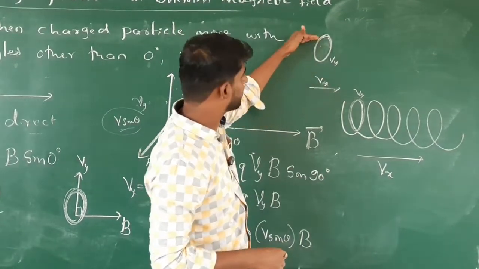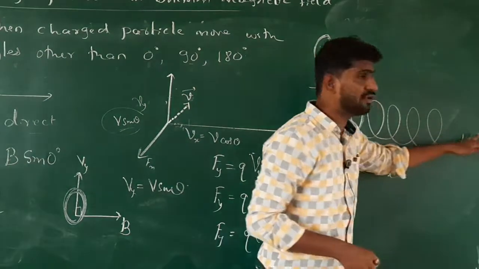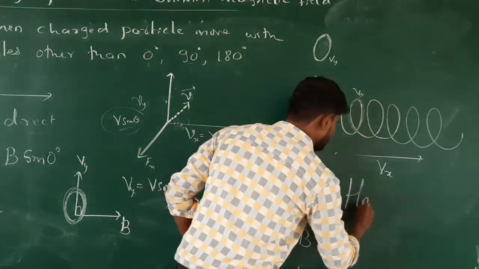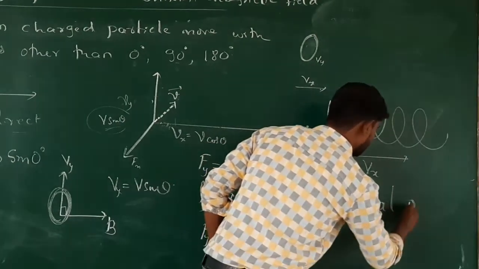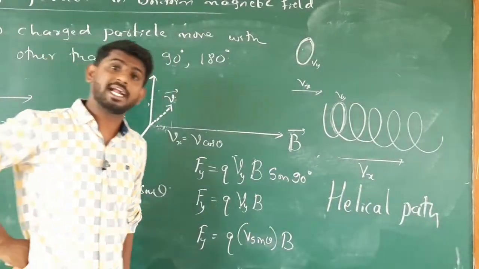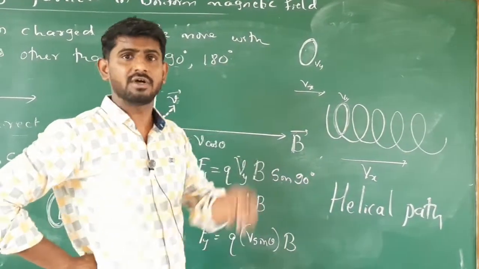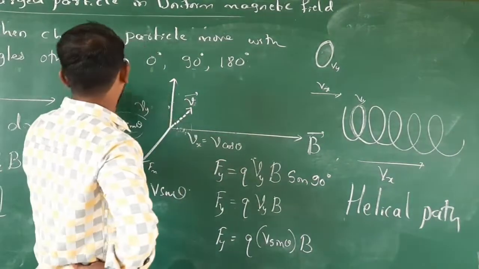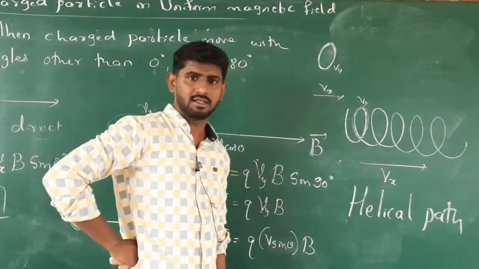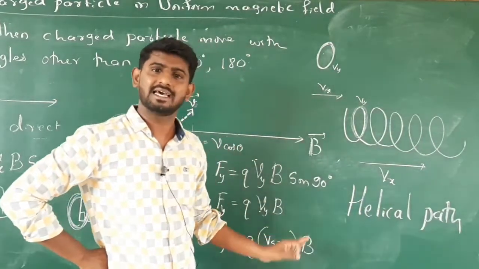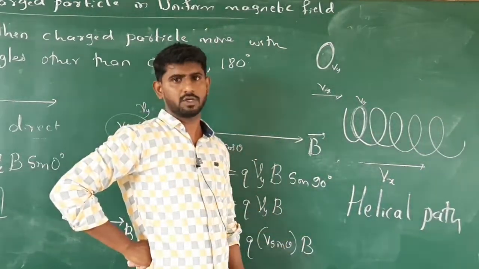As a result of circular and linear motion, it follows a new path which is called a helical path. Okay. You may get a question: what is the trajectory of a moving charge in a uniform magnetic field at an angle other than 0, 90, or 180 degrees? So what is the answer? The answer must be that it follows a helical path. Understood? Okay.